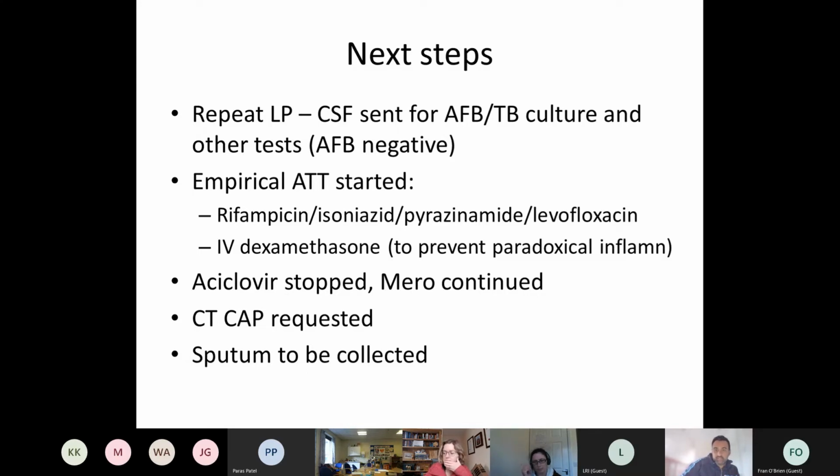So both a smear test and culture, you need at least 20 drops for TB culture. Something to be aware of if you ever have to do another lumbar puncture, particularly looking for TB, just get loads of CSF off them. So CSF is sent off for AFB and TB culture and other tests as well. AFB is negative, which often is in TB meningitis.